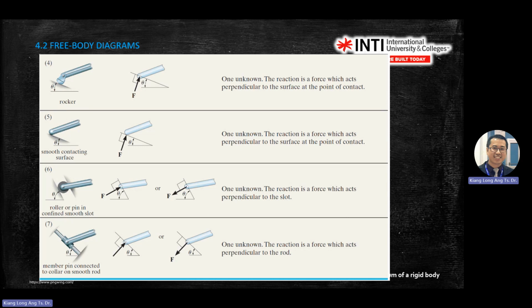This one also: a member pin connected to the collar with a smooth rod. There's a smooth rod right there, and then it can slide. Same here: as long as it can slide along, it becomes like a round body. So you also see one contact force, but it's perpendicular to the surface.